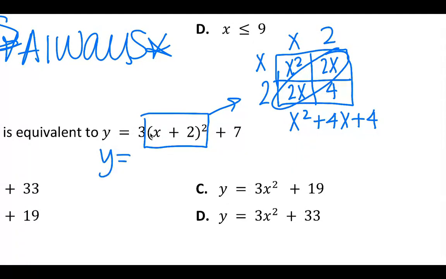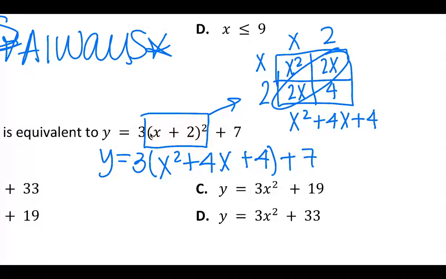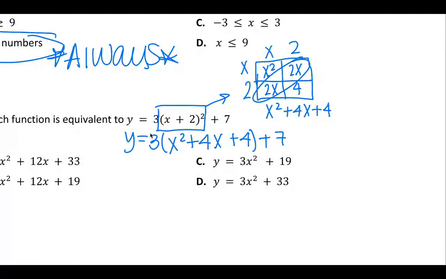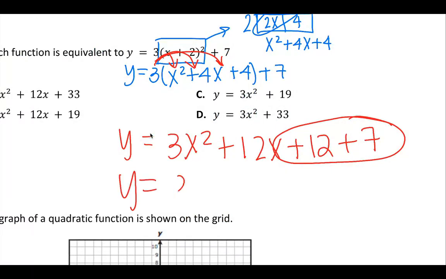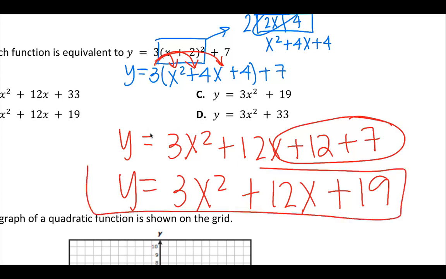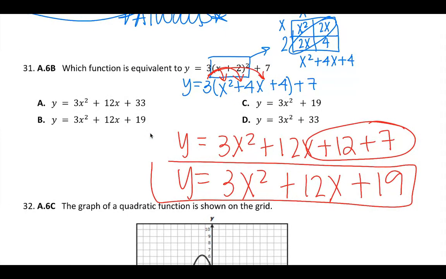So now, I got to keep all this outside stuff. I have x squared plus 4x plus 4, and then the plus 7 is still there. I've got to distribute this 3 to everything inside the parentheses. So I'm left with y equals 3x squared plus 12x plus 12. And then I also have the plus 7. So when I combine like terms, I've got y equals 3x squared plus 12x plus 19. Which is answer choice B.